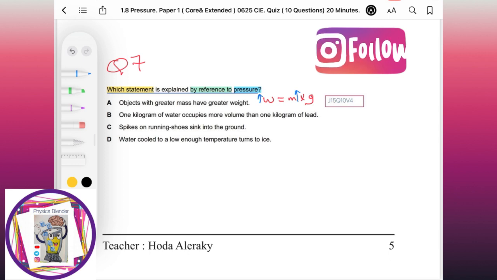Spikes on running shoes sink into the ground. Yes, this is relevant to pressure. Why? Because pressure is equal to force divided by area. So with spikes, you are decreasing the area of contact, which means pressure will be more, which allows shoes to sink into the ground. Water cooled to a low enough temperature turns to ice, but also this is not related to pressure.